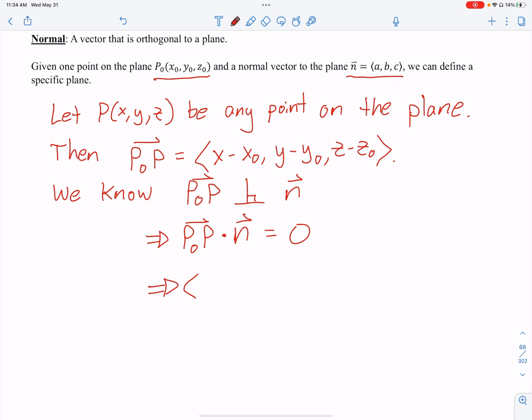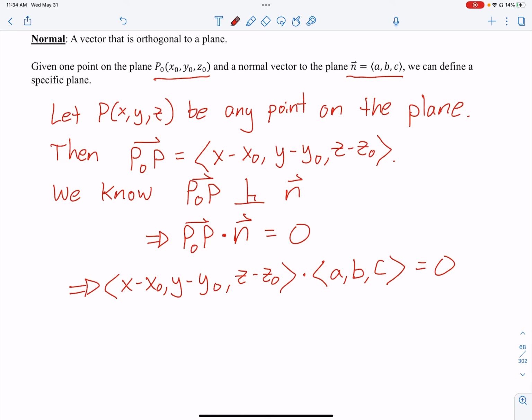And then I can fill these in. x minus x naught, y minus y naught, z minus z naught, dotted with a, b, c, that's going to equal 0. Just by definition, right? We created a vector in the plane. We know that vector is orthogonal to the normal vector, which means the dot product is 0, and then I just wrote the definitions in.